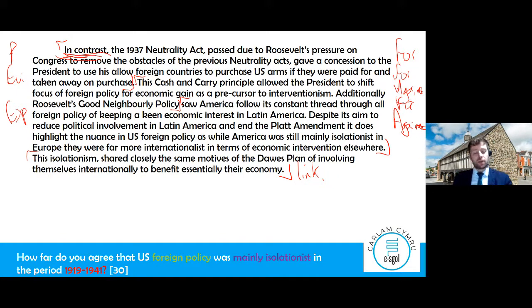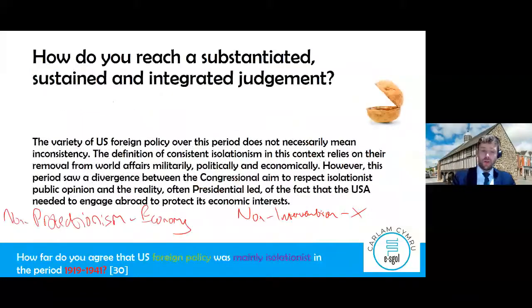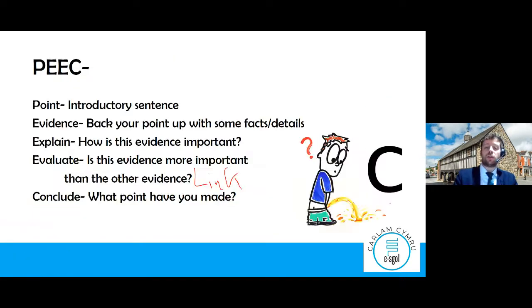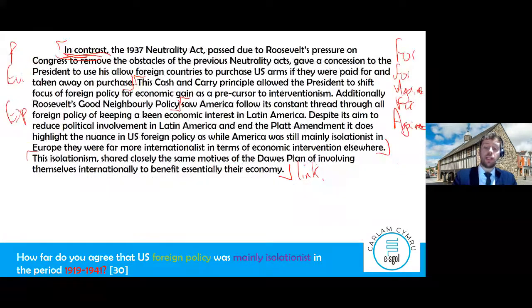And think back to my introduction. In fact, let's go back to the introduction, where I said it's going to engage abroad to protect its economic interests. That is something I have sustained in this paragraph here. This isolationism shared closely the same motives of the Dawes Plan of involving themselves internationally to benefit, essentially, their economy.